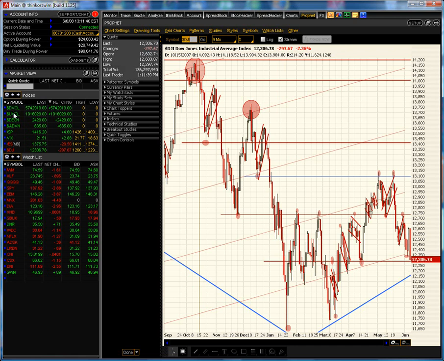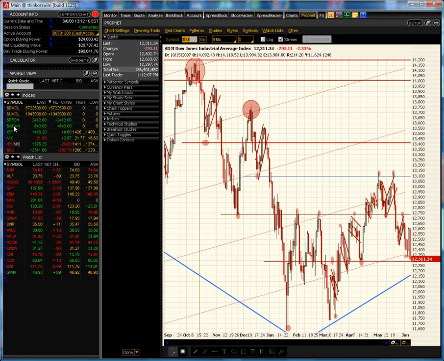I've got both down volume and up volume in my indices list here. I've also got the declining number of issues and the advancing number of issues. And if you just take a look at these numbers, it's very hard to determine any type of trend when you have these kind of numbers. These are the symbols that you would use in the TOS platform in order to access these numbers. It's DVAL, UVAL, DECN, ADVN.